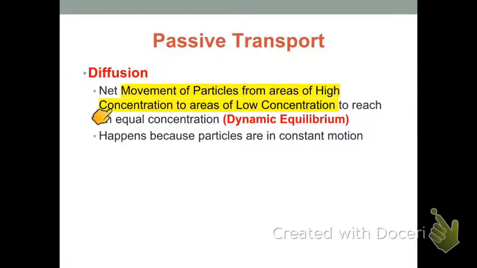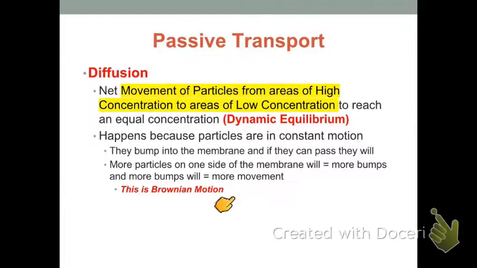Diffusion is the net movement of particles from areas of high concentration to areas of low concentration to reach an equal concentration, or dynamic equilibrium. It's important that we understand that dynamic means moving and equilibrium means equal, so it's moving equally. Things in nature are never stagnant, so particles are in constant motion. If you've reached dynamic equilibrium, things are still going to be moving, but they will be moving at equal rates. So that's what happens in diffusion.